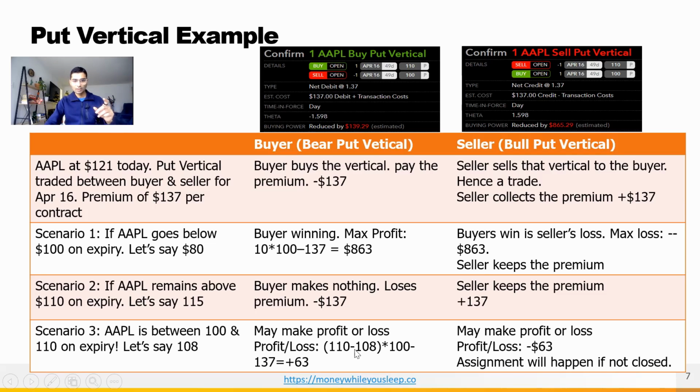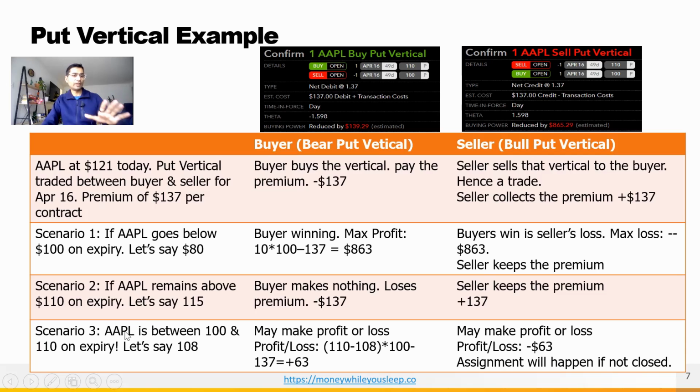So in this case, again, we will take a difference between stock price and the buy put strike what we have got. And by this, buyer is making a $63 profit. Seller will lose that amount of money. Again, assignment will happen if this particular trade will not be closed on the expiry, because seller is at 100, has got the minus 110 put over here. So because of this particular trade, there is an assignment risk.